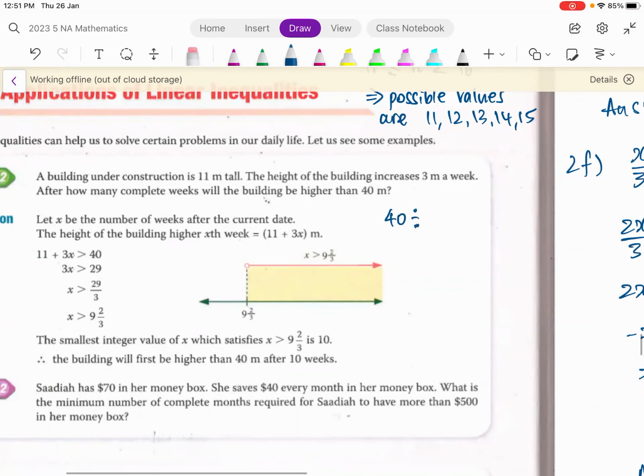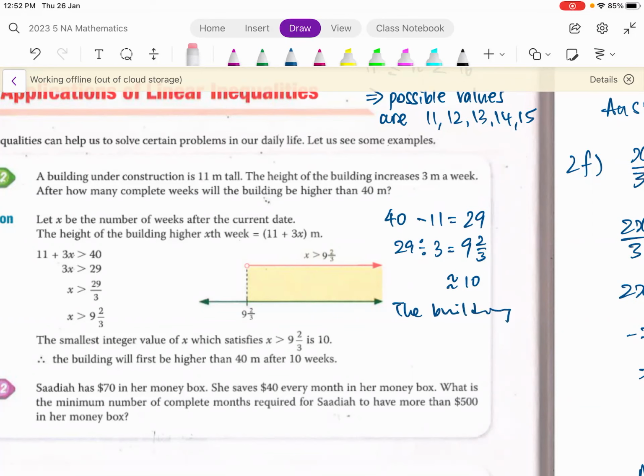Higher than 40, right? So you take 40, you minus away 11, you get 29. Then you take 29, divide by 3. So you get 9 and 2 thirds. And then after that, you say, oh, this is approximately 10. So the building, after 10 weeks. So your answer is like after 10 weeks.